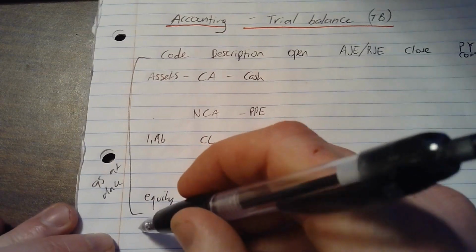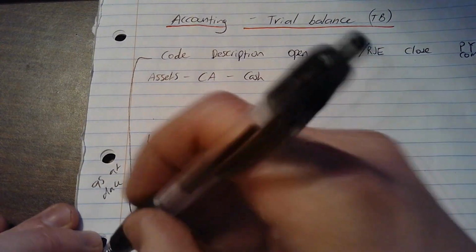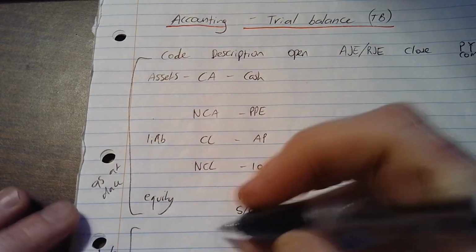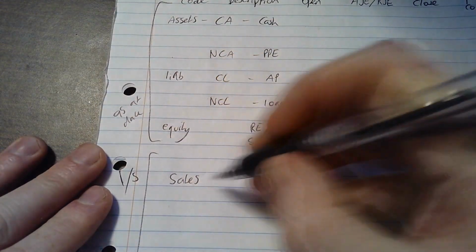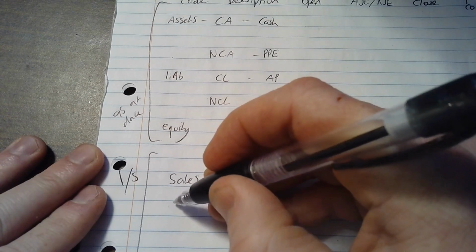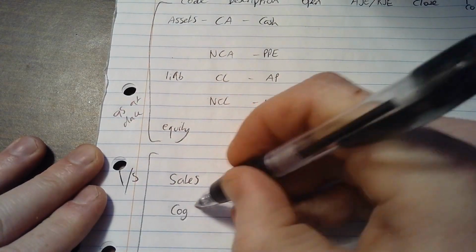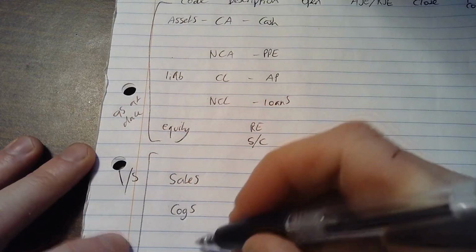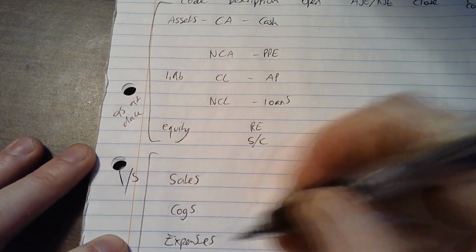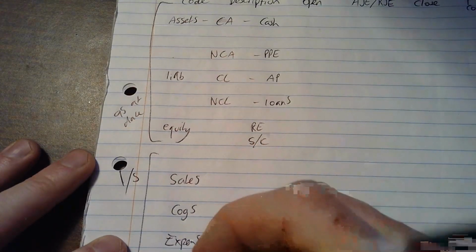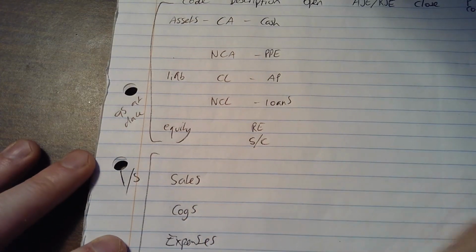The next section of the trial balance is going to be our income statement items. Starting off with sales, it is then going to list any cost of sales or goods sold, and then other expenses. Finally, it's probably going to end with taxes.